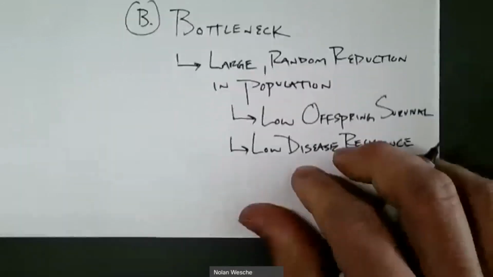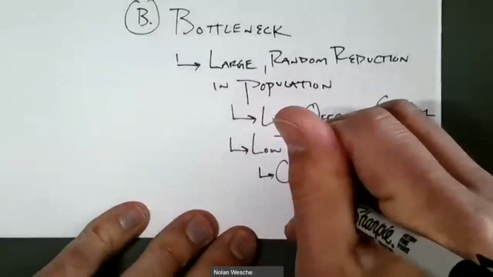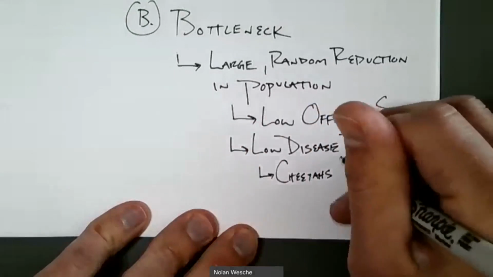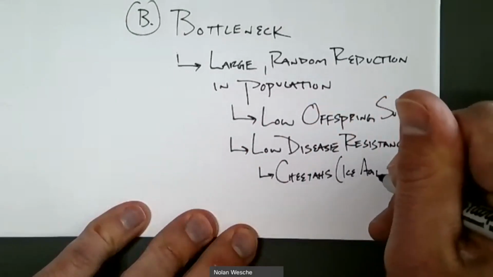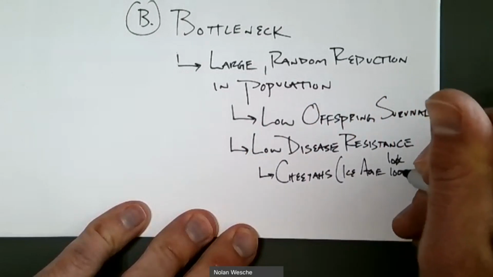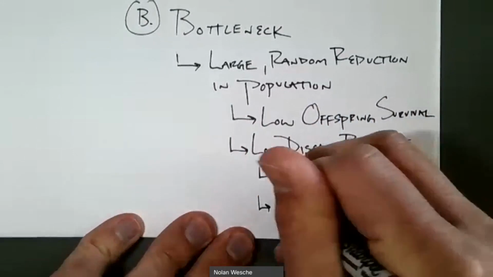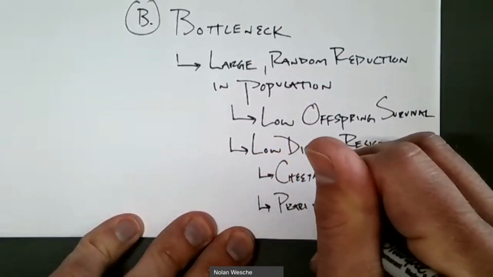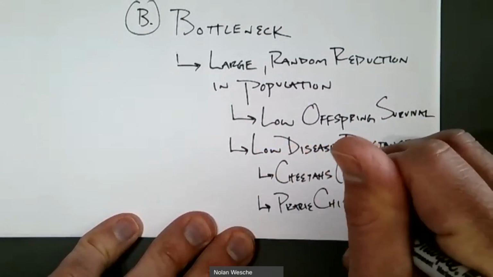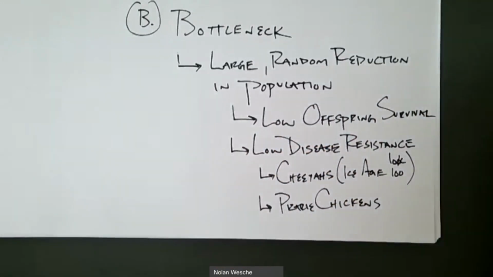Right, and we talked about 2 specific examples. We talked about cheetahs, right, with the ice age, 10,000 years ago, and then 100 years ago, right? And then we also talked about these prairie chickens of Illinois as examples of this bottlenecking type event.